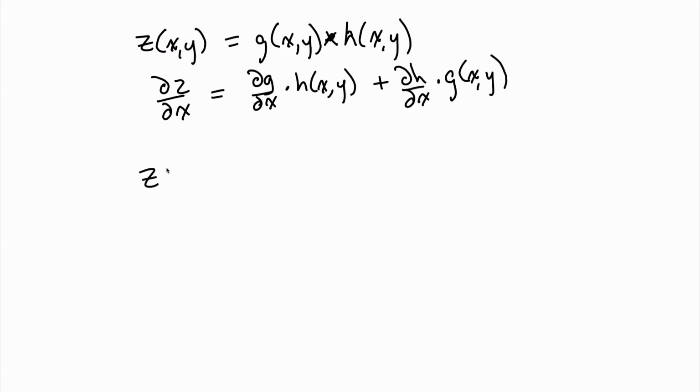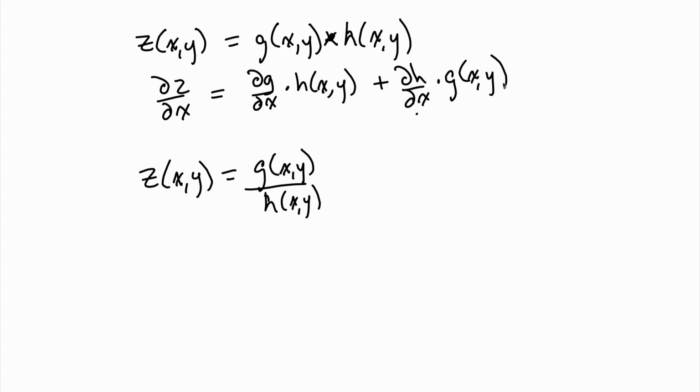The same as if instead z is a quotient. Oh, and the same sort of rule will apply if I was deriving with respect to y, right? It would be just the derivative of g with respect to y times the function plus the derivative of h with respect to y times the function. Same thing.